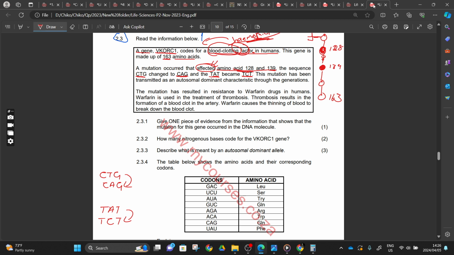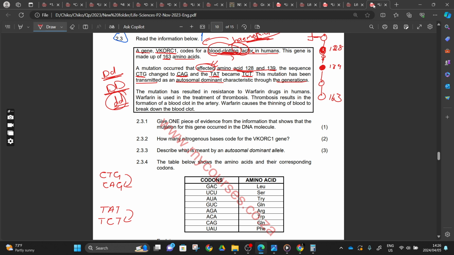But this mutation has been transmitted as an autosomal dominant characteristic through the generations. So it means that the probability of you being affected by this is high, because if it's caused by a dominant, over a recessive one, when you are like this, you understand, you'll be affected, and you'll need small letter d, if we are using small letter d as the resistance to have this blood clotting factor functioning well, right? Because the mutation caused this. So this was transmitted. We can move on from there.